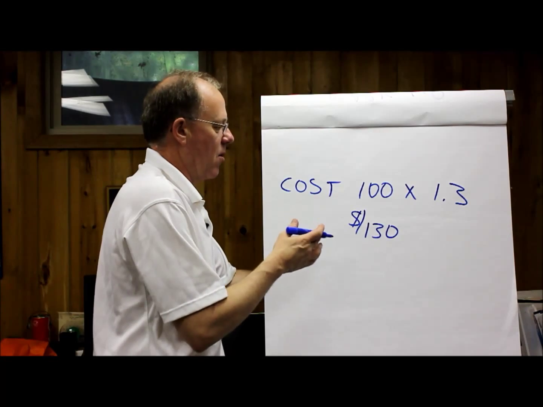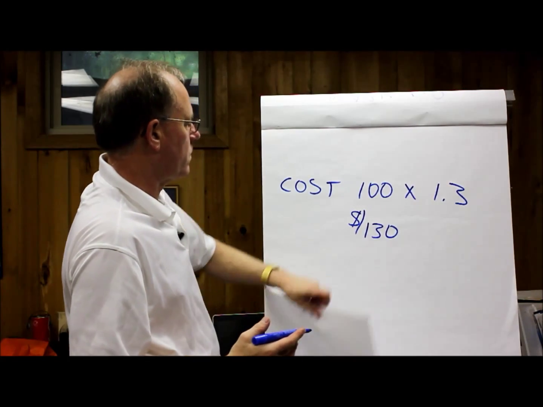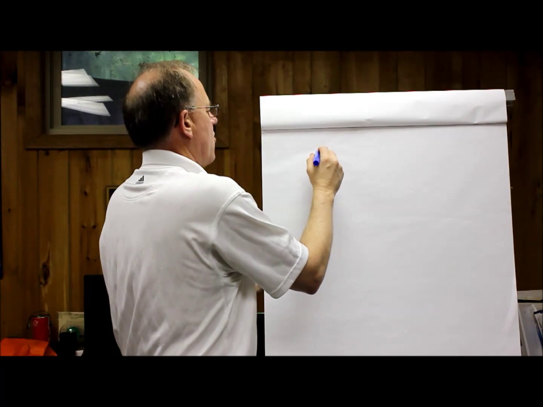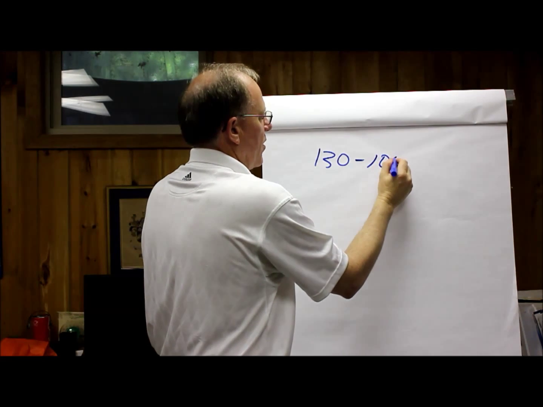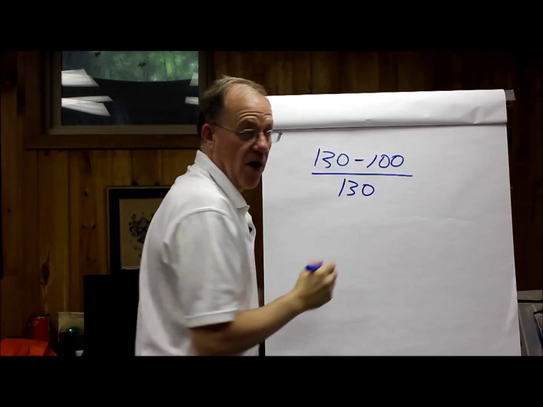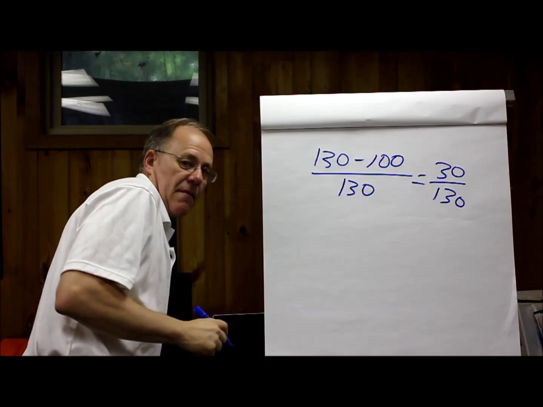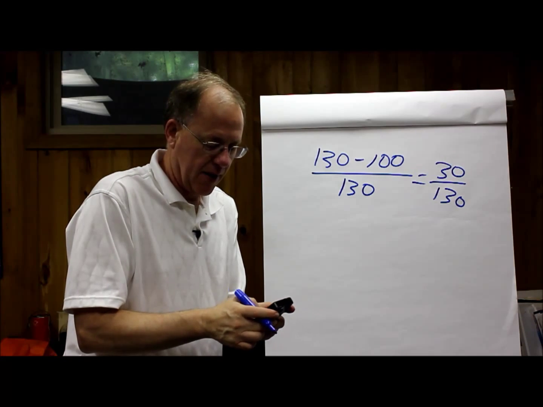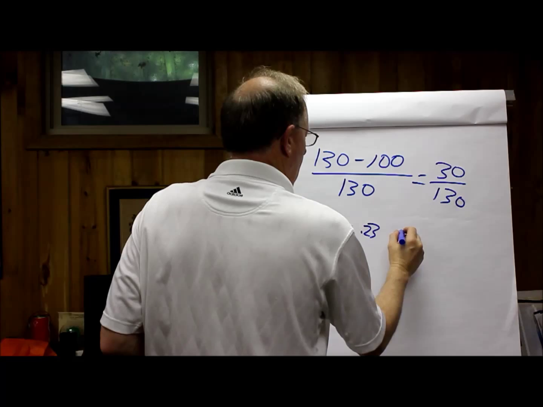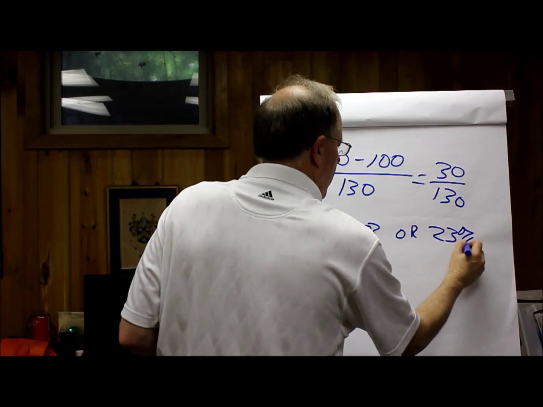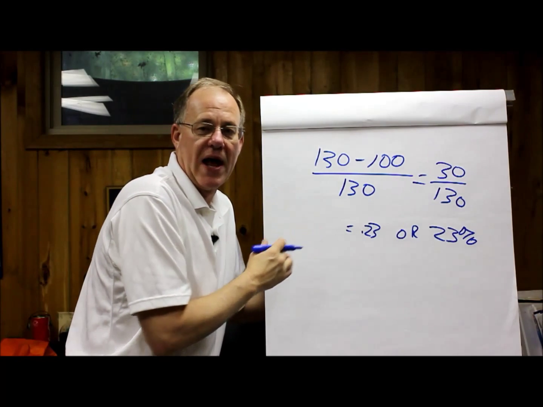Well, that's not right, because remember, you had a $30 markup, so you had a 30% markup, but your margin is actually based on your selling price. So it's 130 minus 100, which is your cost, over your 130. So you have 30 over 130, which, let's do some quick math here. 30 divided by 130 equals 0.23, or 23%. Wow. So you don't make 30% when you multiply by 1.3.